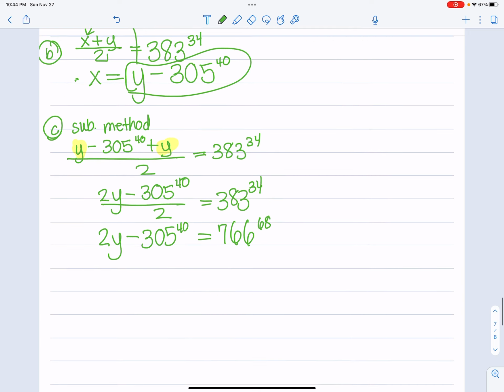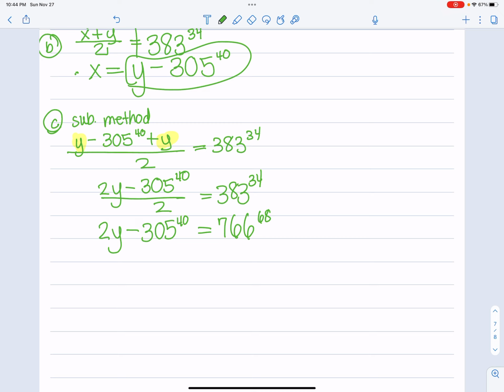Now, how are you going to solve this? The next thing you do is add the 305.40. Okay, so we would add 305.40. That gives me 1,072.08, right? The very last thing I do to get Y. Now, what represents Y? That's the FCI of football, right? So I got to divide this by 2. I get $536.04. That's what I get here, right?